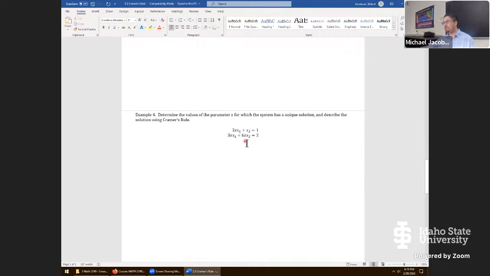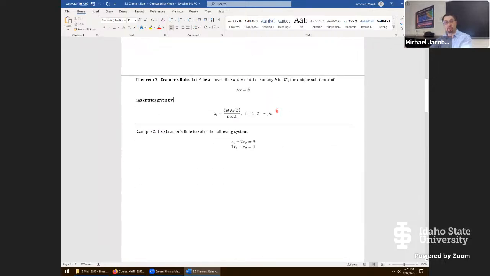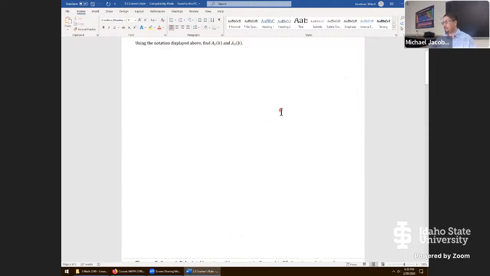Down below, if you're modeling a system and you have a parameter that you're interested in, Cramer's rule is a great use right here. We can see what happens to the solutions as the parameter changes. But in all honesty, Cramer's rule is used a lot in differential equations to derive certain methods. It's used quite a bit in engineering, and so that's the main reason we're covering it today.